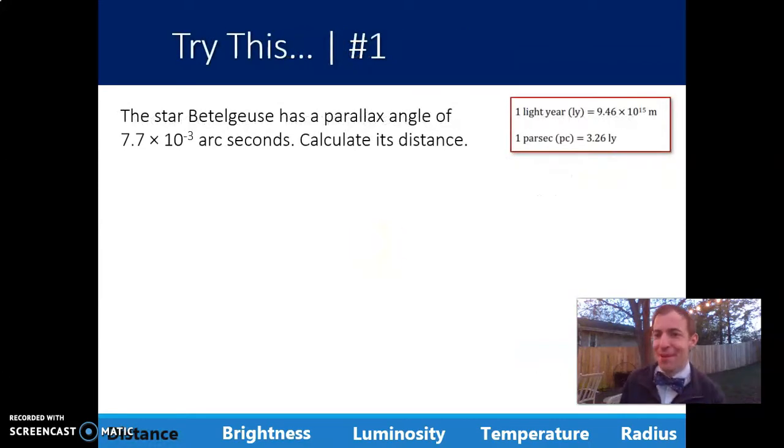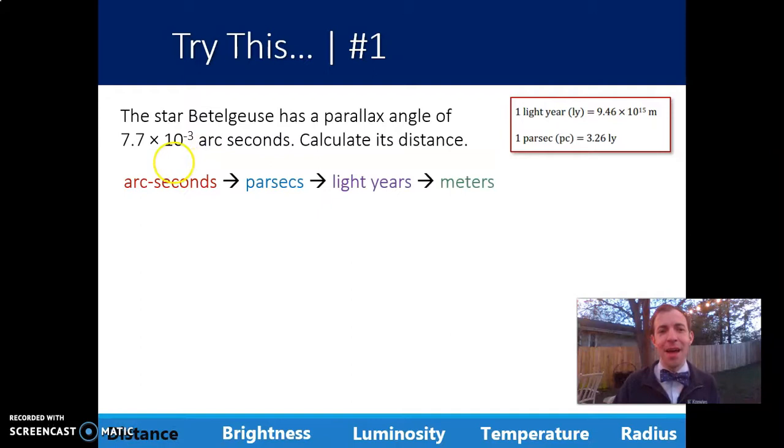So, to give you an example of what this looks like: the star Betelgeuse, which has been in the news quite a bit recently because it's been changing its brightness more than we have seen it do in the past, has a parallax angle of about 7.7 times 10 to the negative 3 arc seconds. So now we're looking at milli arc seconds, which is a very, very tiny parallax angle. We can calculate the distance if we take it through these steps of dimensional analysis.